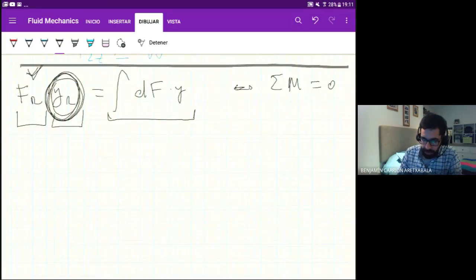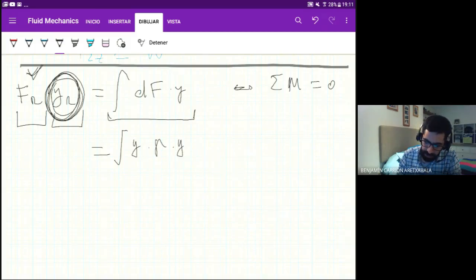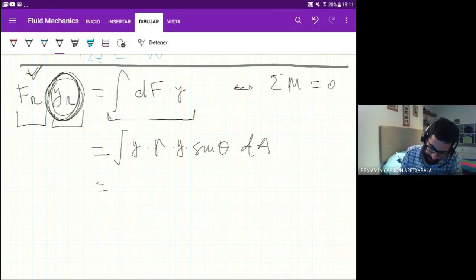So what you normally do is that we know already dF, right? So let me just write this down a bit differently. Let me put y first, and we know that dF is dP times area, and dP we know is gamma times y times sin of theta times dA. Okay. And again, we can get gamma and sine of theta out, and we get the integral of y squared dA over area.